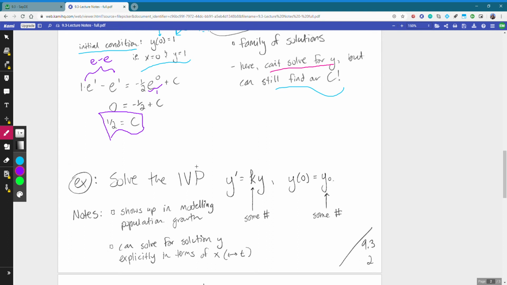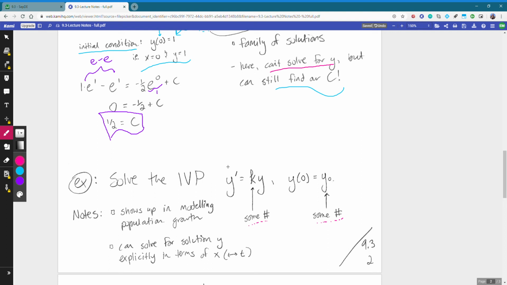Let's solve the initial value problem, y prime equals ky, with initial condition y of 0 equals y naught. Because why not? Well, here we have a lot of letters floating around. Let's just talk a little bit about this. This k is just some number, and same with this y naught over here. These are some kind of set constants that we're just not specifying.